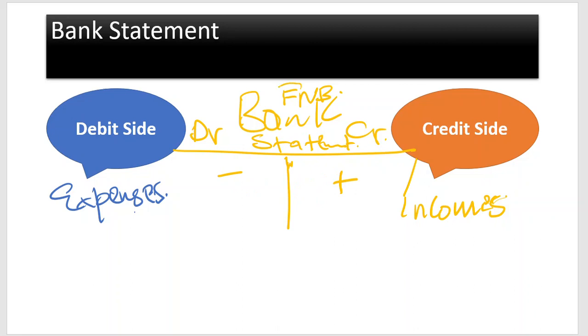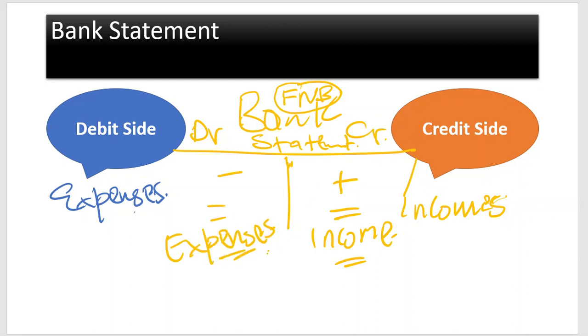Remember, FNB is someone that owes you money. So to you that person is a debtor, but FNB sees you as a trader, as a business. So all the incomes come here, and all the expenses come here. So yeah, that's it. Done there. Let us go to the last one.